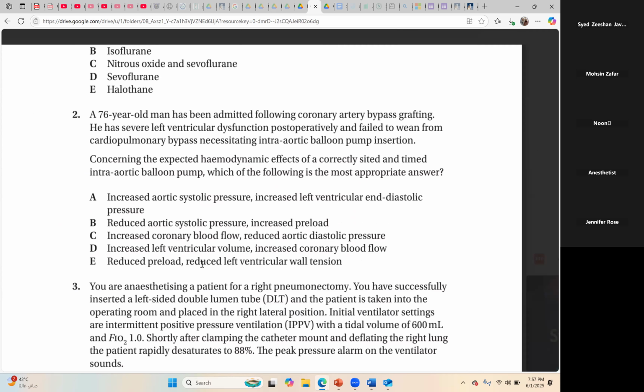Reduce preload, reduce left ventricular wall tension, increased left ventricular volume, increase coronary blood flow. The left ventricular volume is decreased, not increased, and coronary blood flow is increased, but aortic diastolic pressure is increased. That's how it is functioning.